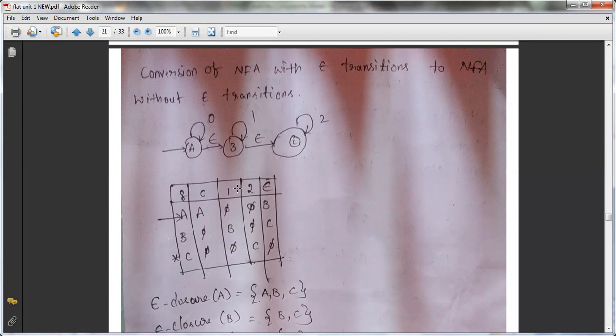Now I want to convert this particular NFA with epsilon to without epsilon. In the exam, if they ask you NFA with epsilon to NFA without epsilon, or NFA with epsilon to DFA, what you have to do is, first convert the NFA with epsilon to without epsilon. And after that, convert the NFA without epsilon to DFA.